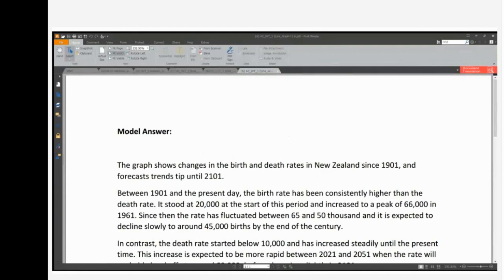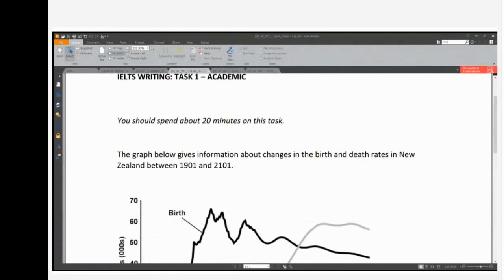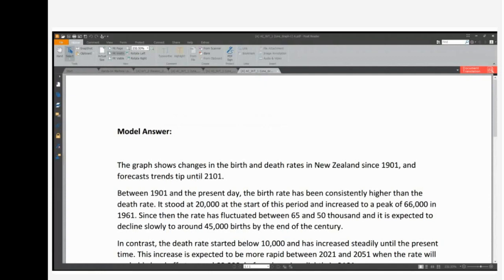So if we go back to the question, we can see the question says the graph below gives information about changes in birth and death rates in New Zealand between 1901 and 2101. We just need to paraphrase this particular sentence and then we can write our introduction here. Here, as you can see, I have just paraphrased the question. The graph shows changes in the birth and death rates in New Zealand since 1901 and forecast trends until 2101.